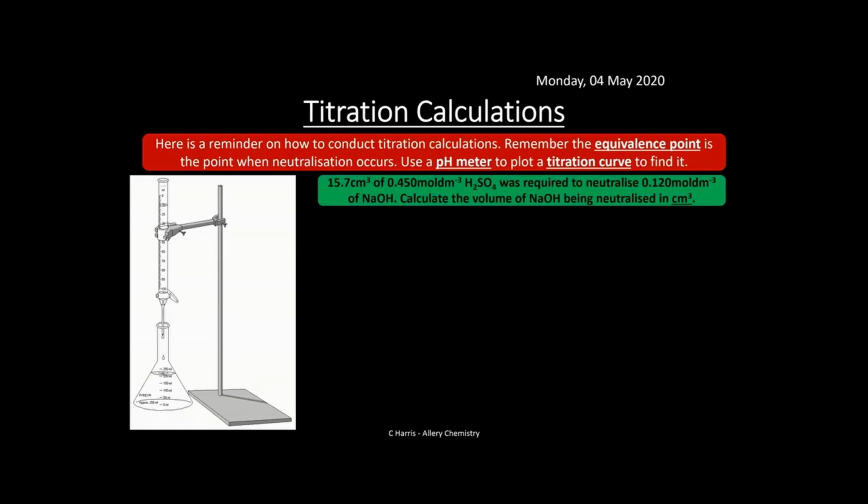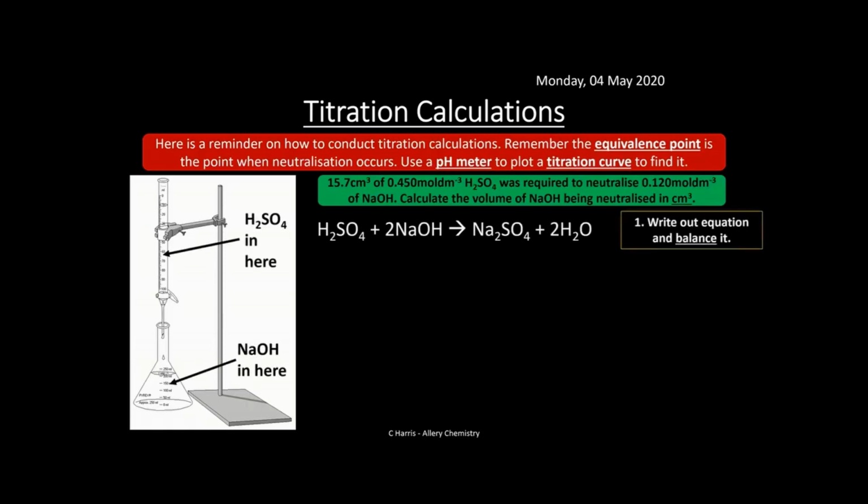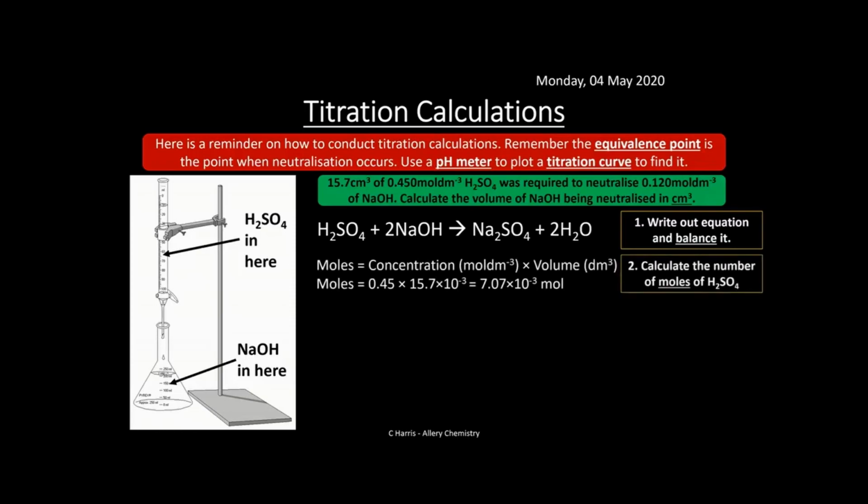So let's look at this example. We've got 15.7 cm³ of 0.450 mol/dm³ sulfuric acid required to neutralize 0.120 mol/dm³ of sodium hydroxide. Calculate the volume of sodium hydroxide being neutralized in cm³. The first thing is we write out our balanced equation. This is H2SO4, sulfuric acid, reacting with sodium hydroxide to form sodium sulfate and water. You can see here we're going to put sulfuric acid in the burette and sodium hydroxide in the conical flask.